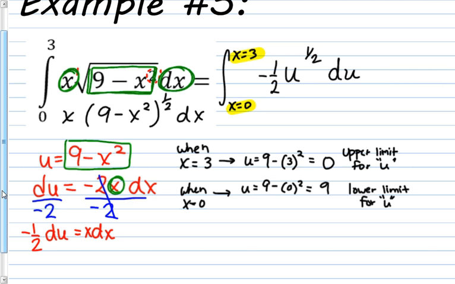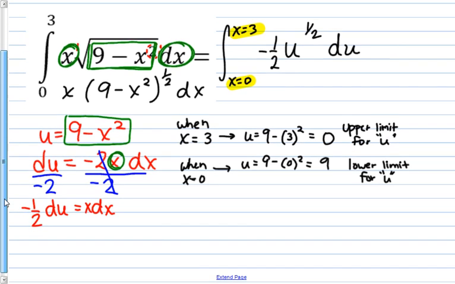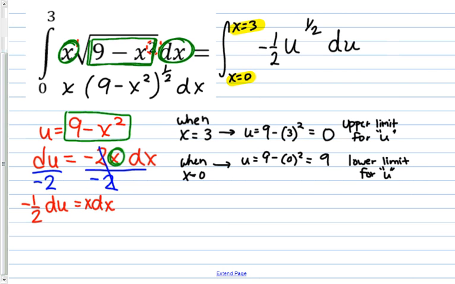Okay, so I'm going to continue my work in purple, and I'm going to do it down here. That's supposed to be purple. Okay, there we go. So now my integral, I'm keeping it all about u. So my upper limit is 0, my lower limit is 9. I don't have to write x equals because it's no longer for x. These are values for u.